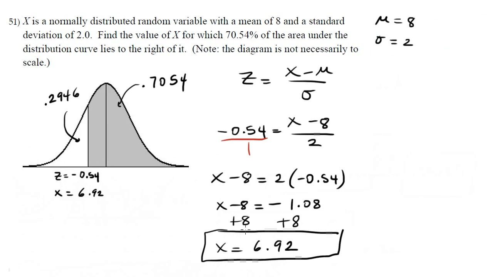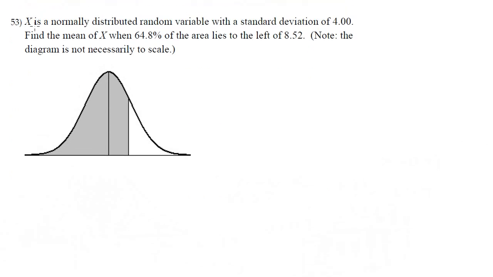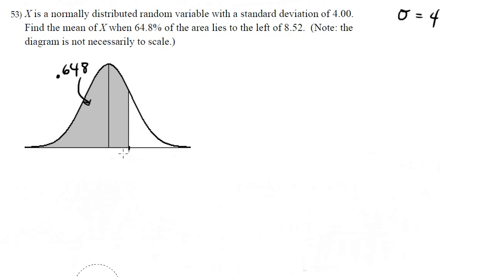Okay, let's check out 53. Same kind of feel, right? X is a normally distributed random variable, standard deviation of 4. They want us to find the mean when 64.8 of the area lies to the left of 8.52. So this is 0.648. And they give us the x value, x equals 8.52.